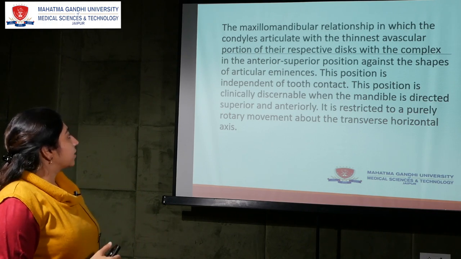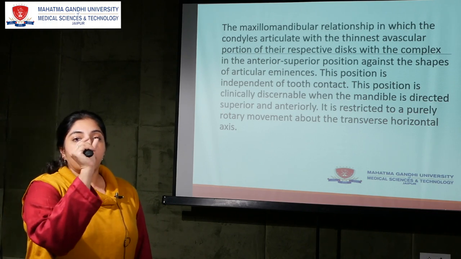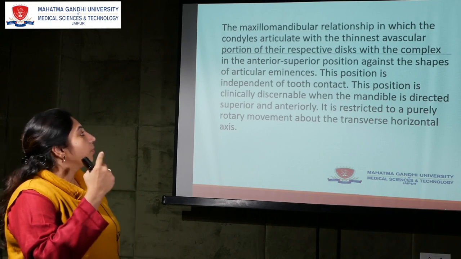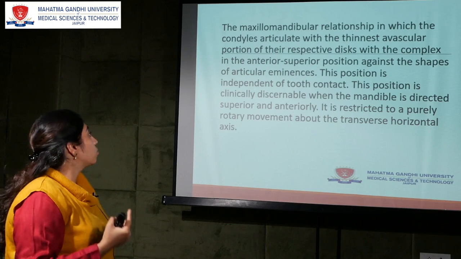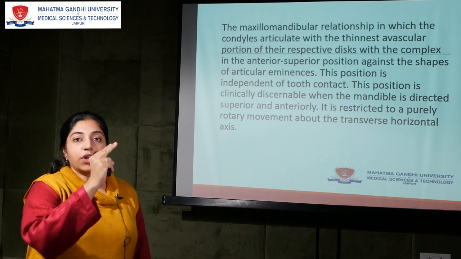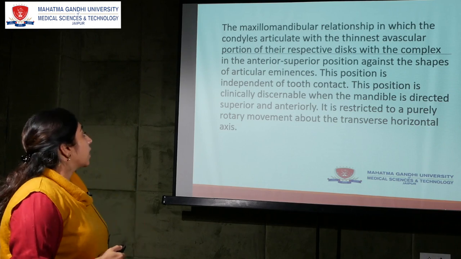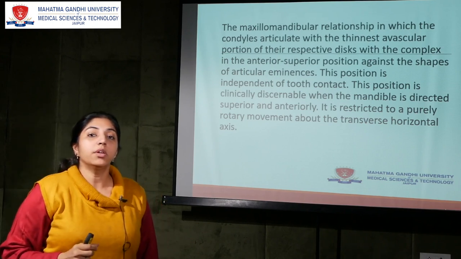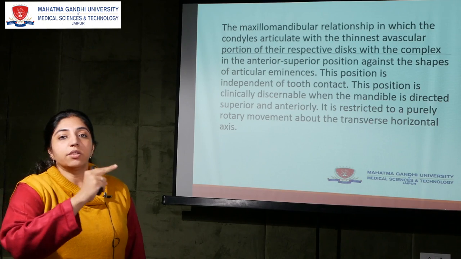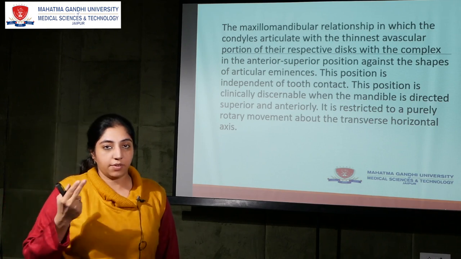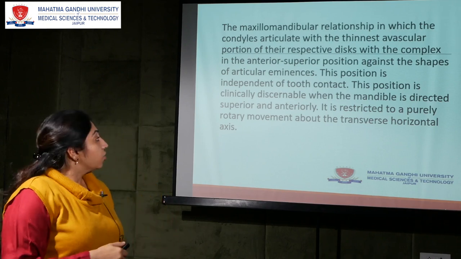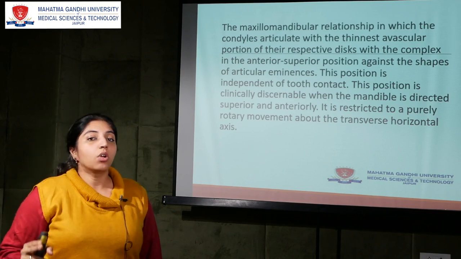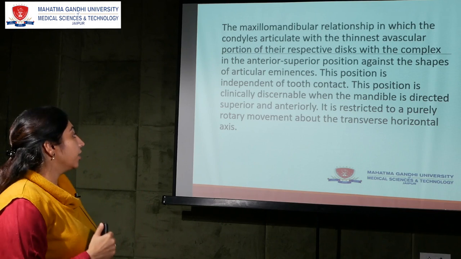With the complex, meaning the articular disc as well as the condyle, the complex is in the antero-superior position, placed against what? Against the shape of the articular eminences. This position is independent of tooth contact. This point is very important: this is a jaw-to-jaw relation where the teeth are not present. As it is, we are talking about edentulous patients. So right now we are concerned about the jaw and the jaw. So the teeth do not determine this particular relationship.